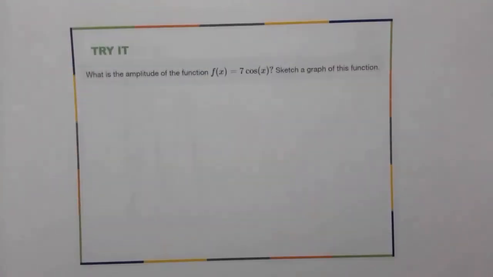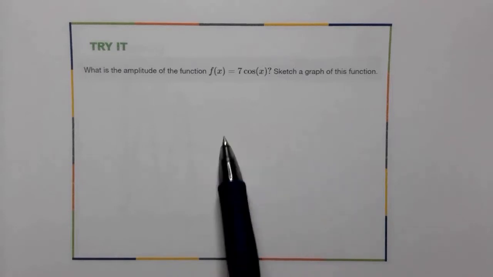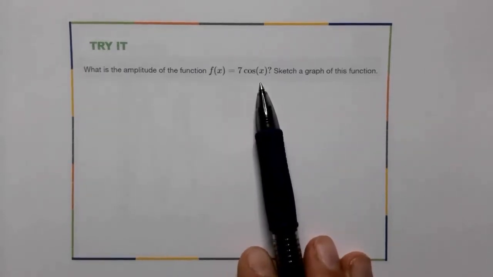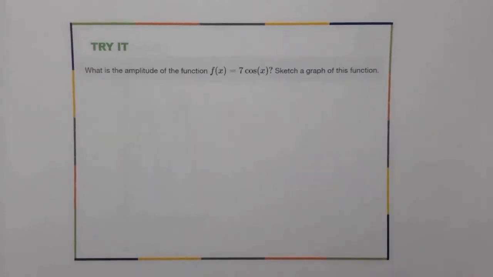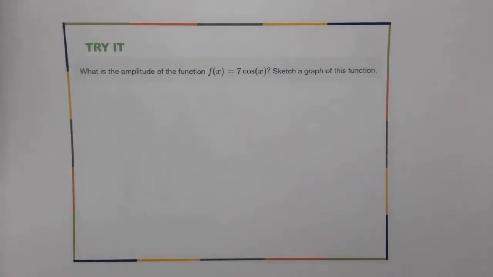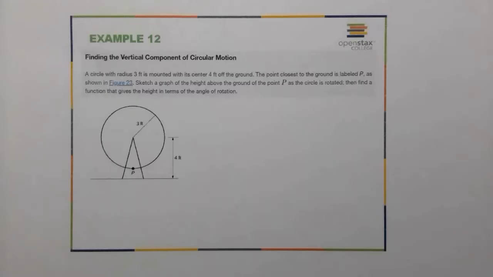Okay, now I want you to try this problem, which says, what is the amplitude of the function f of x equals 7 cosine x, and sketch the graph of this function. Pause here if you have to. And for our next examples, let's focus on example 12 and 13 right now.